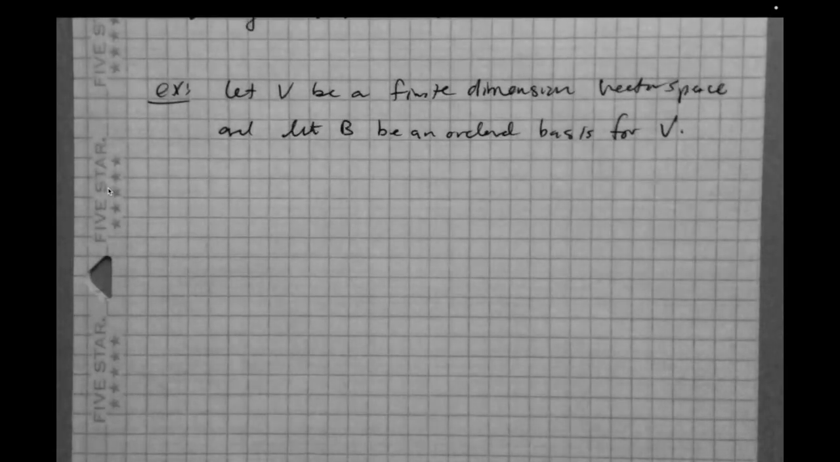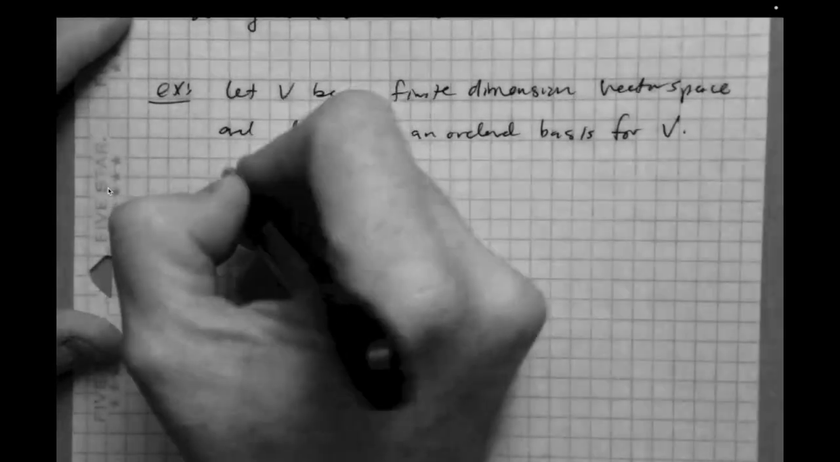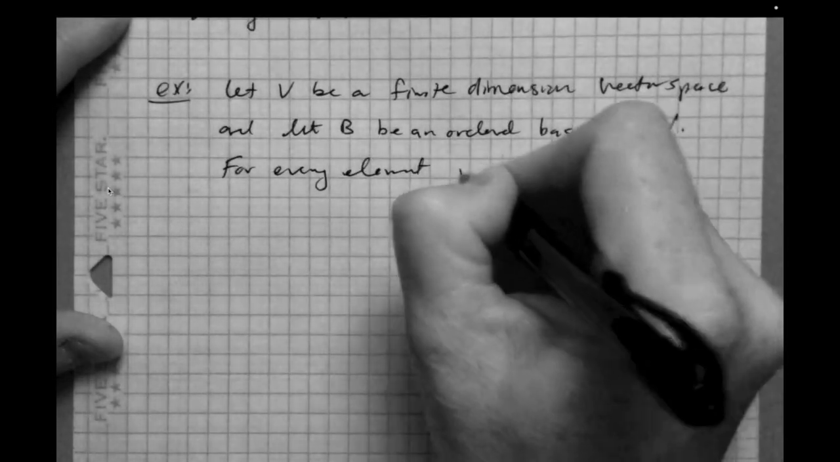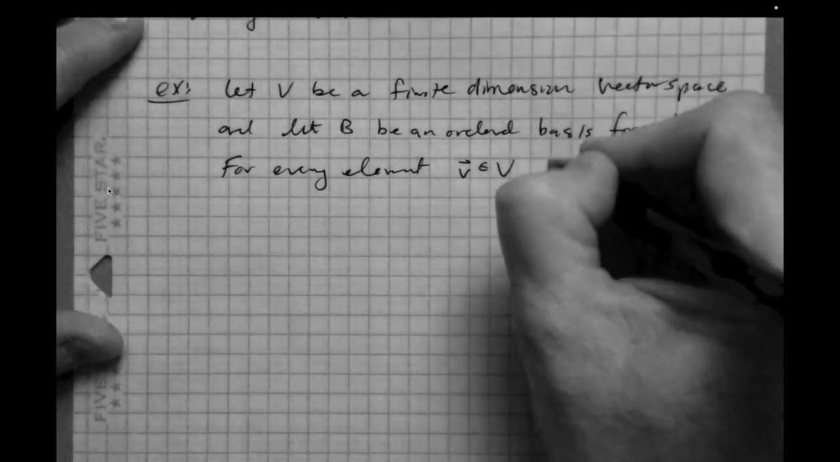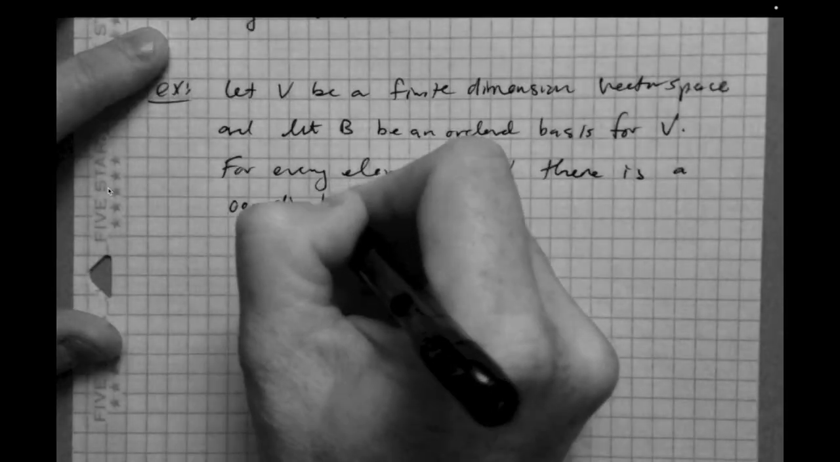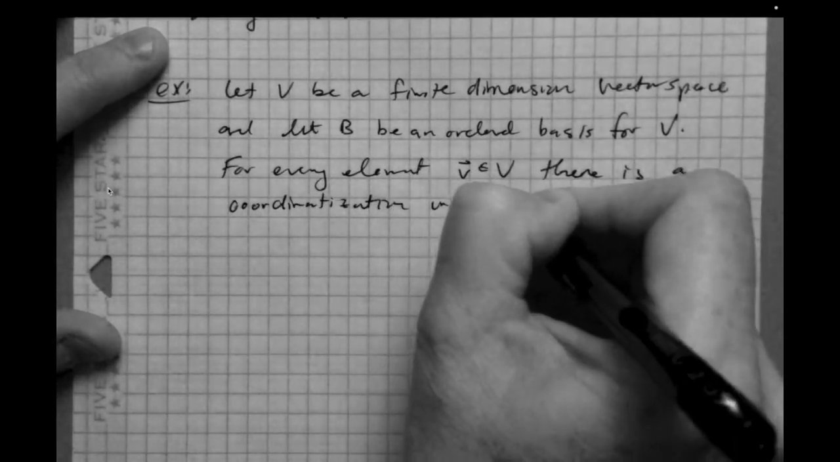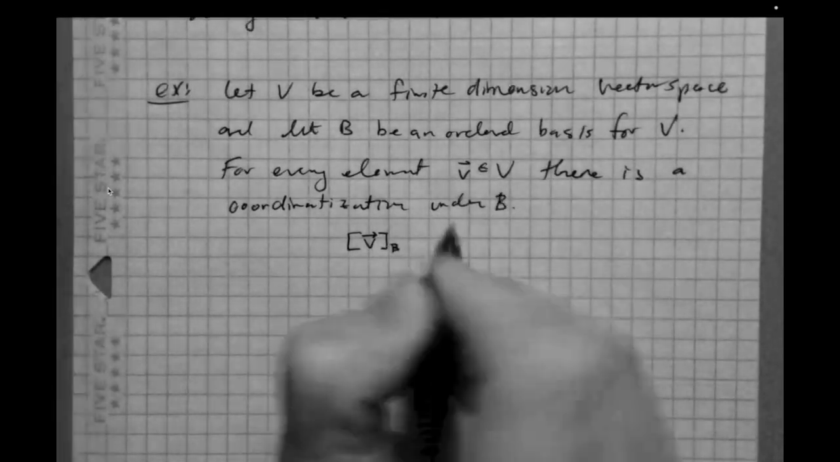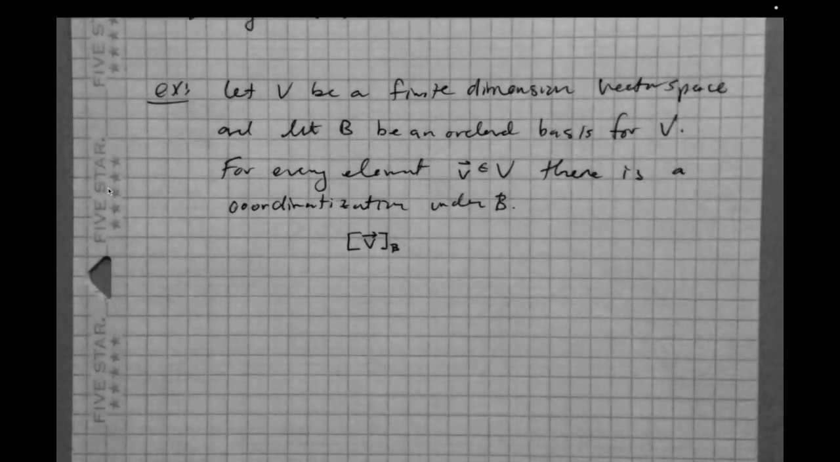Okay, so V is a vector space, and B is a basis for V. It's not just a basis; it's an ordered basis, and that means we can use coordinatization on V. So basically what this is going to imply is that for every vector in the vector space V, there is a coordinatization under B. So for every V, you've got this guy, V coordinatized under B. This is just kind of the wind up for this example.